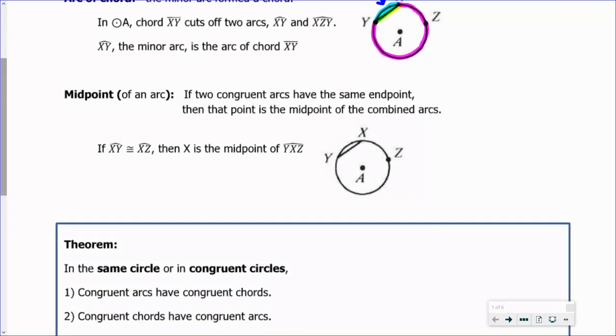Next term, midpoint of an arc. If 2 congruent arcs have the same endpoint, then that point is the midpoint of the combined arcs. So here it reads that if arc XY is congruent to arc XZ, then X is the midpoint of, this should actually say just arc YZ, because that's still a minor arc and not a major arc.